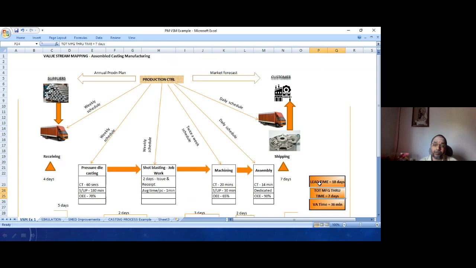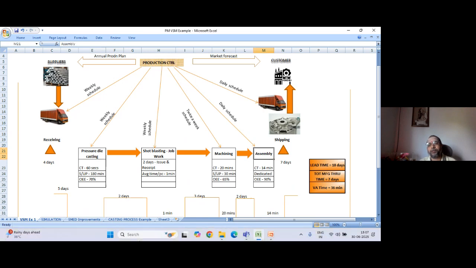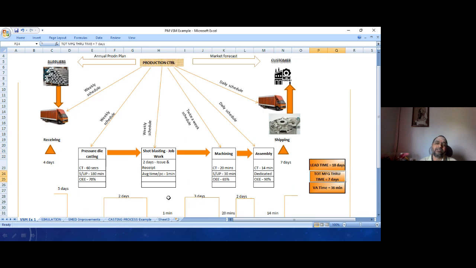Now, this is what we call lead time. Supplier to customer time is lead time. It takes 18 days. But you have this concept of throughput time in continuous manufacturing. What is throughput? Throughput is the time that is spent from, in this case, pressure die casting to assembly. What is the time spent? If you take that, the time is 7 days, right?